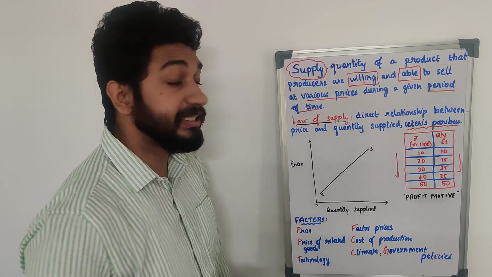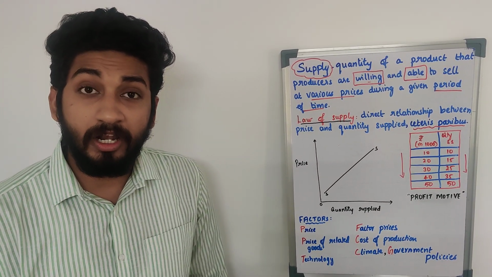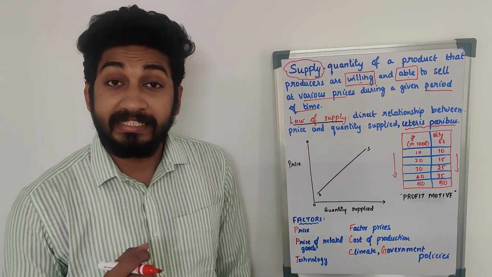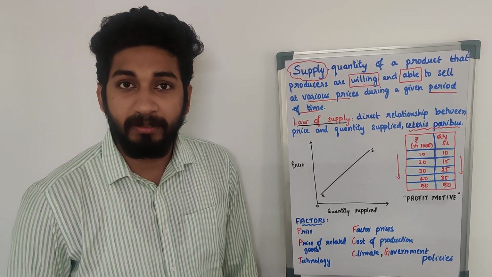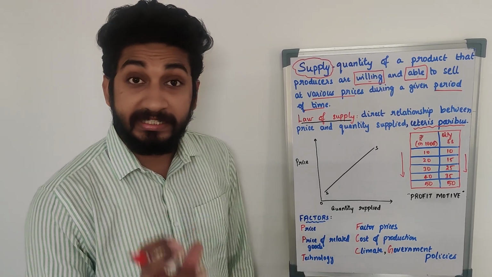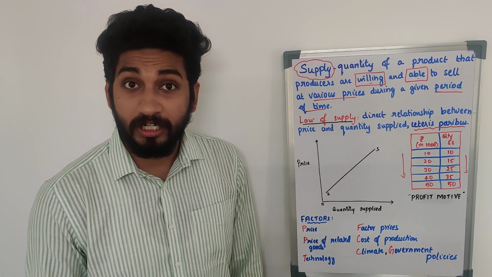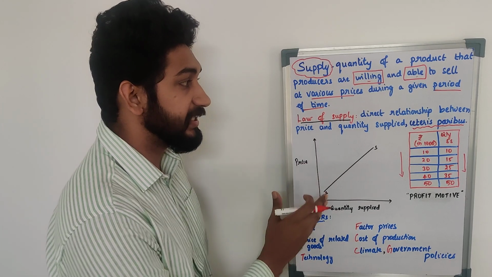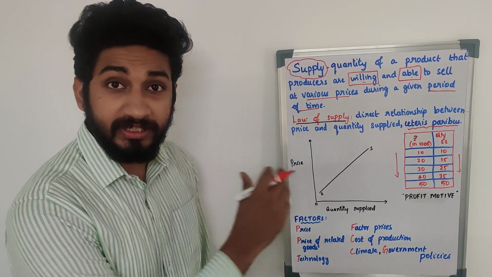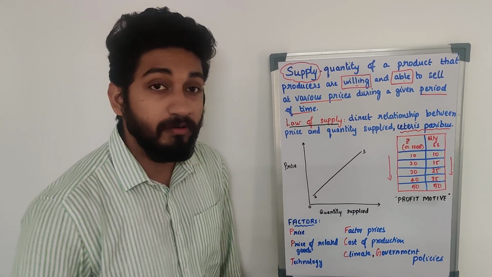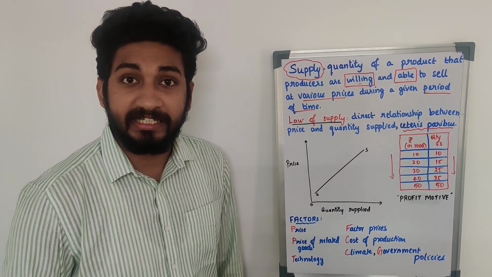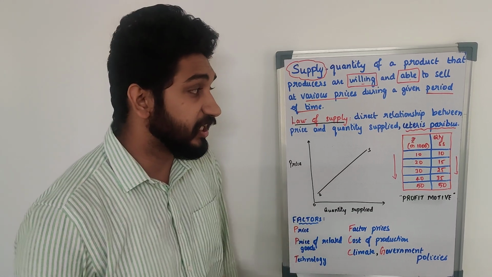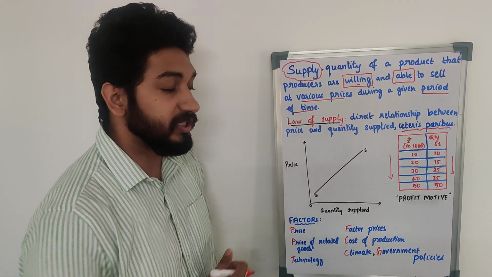So let us understand the law of supply. The law of supply states that there is a direct relationship between price and quantity supplied, ceteris paribus. So here we are strictly taking into consideration the one-on-one relationship between price and quantity supplied. This can be illustrated with the help of a supply schedule. The supply schedule is a statistical table which shows us the relationship between price and quantity supplied.